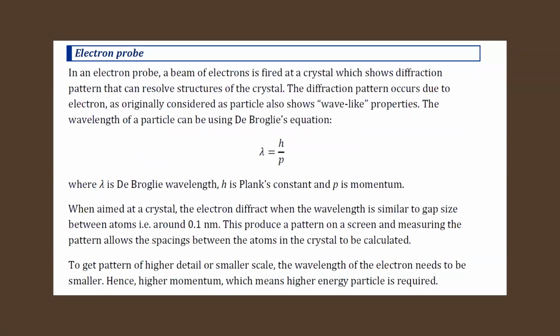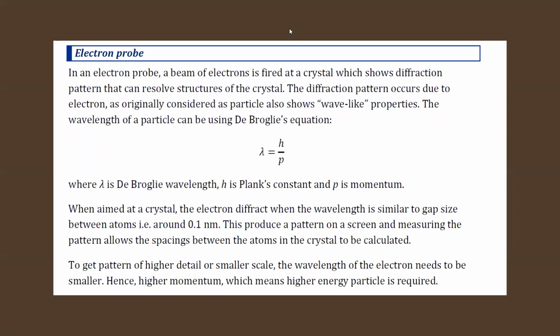Then what is the electron probe? Electron probe means that if we are using electrons to identify or examine the structure of a material, we call that an electron probe. This electron probe uses the concept of wave-particle duality: an electron is a particle but it can also behave like a wave. According to de Broglie, the formula which relates the momentum, the mass and velocity of an electron, with the wavelength is lambda equals h over p, where h is Planck's constant.